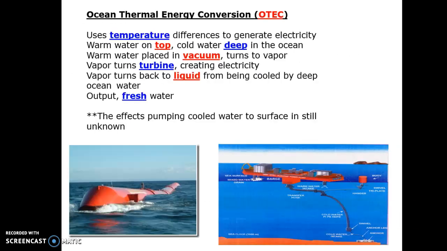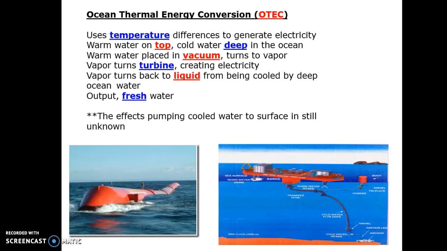Okay, next. So ocean thermal energy conversion, OTEC. This is using the temperature differences to generate electricity. So it's another ocean one, but it's not using tides, it's using the differences in temperature. So on the top, it's super warm. On the bottom, it's a lot colder. So using this difference is how we generate electricity.